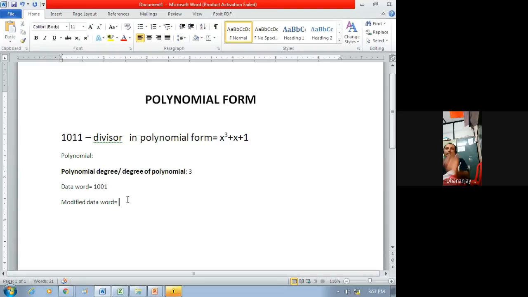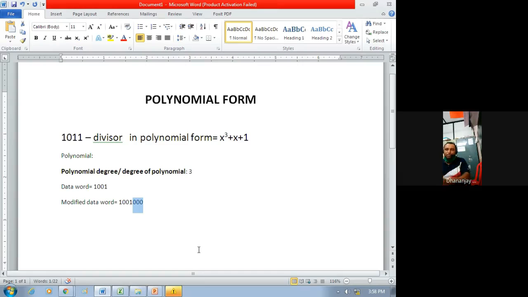So what is the straightforward simple formula? Whatever your data word is, it will be checked with your divisor, and what is the highest degree of the divisor? In this case degree is 3. So how many zeros you will add? You will add 1, 2 and 3 zeros. What is the degree of polynomial? Those many zeros you will add here.